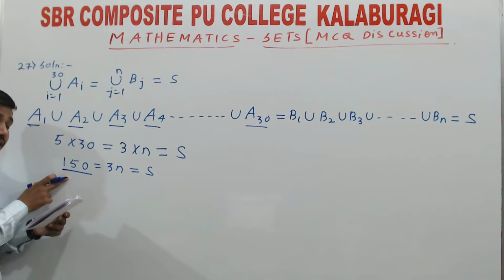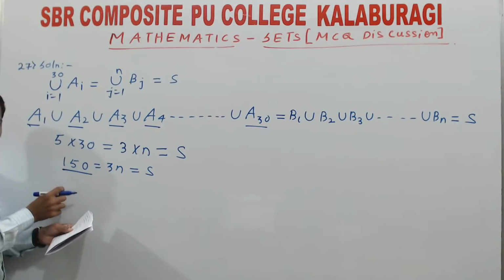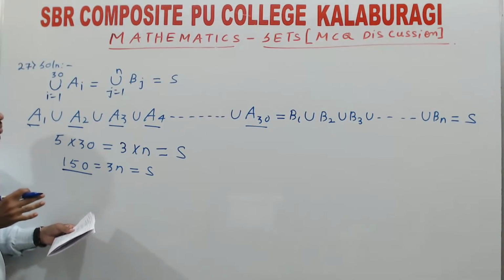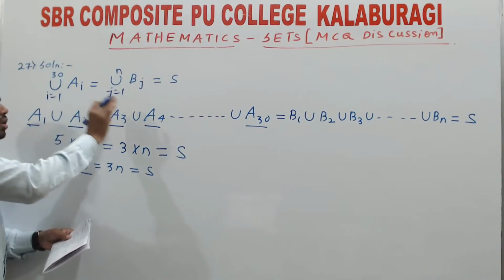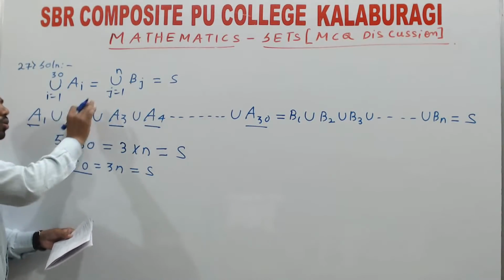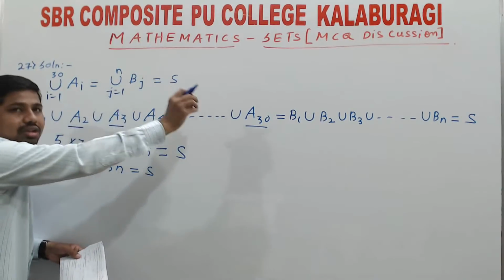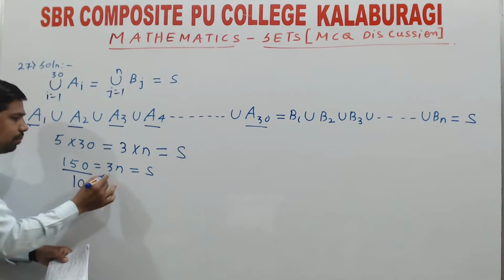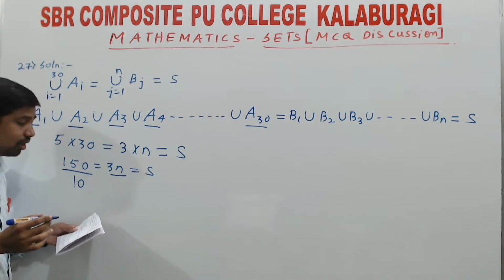Each element of S belongs to exactly 10 of the Ais. So among 150, if I take one element, that one element is present in 10 of the Ais. It will be present in A1, A2, A3 up to A10, or it may be A2, A3 up to A11. So that single element is present in 10 of the sets. So I should divide it by 10.